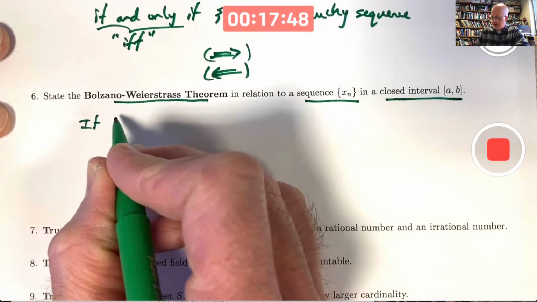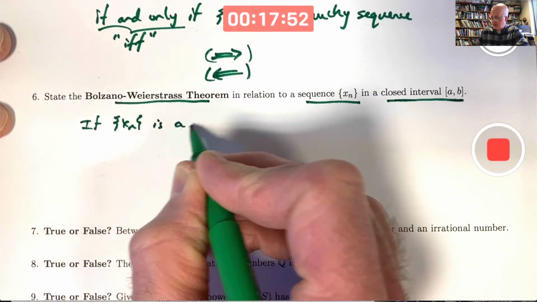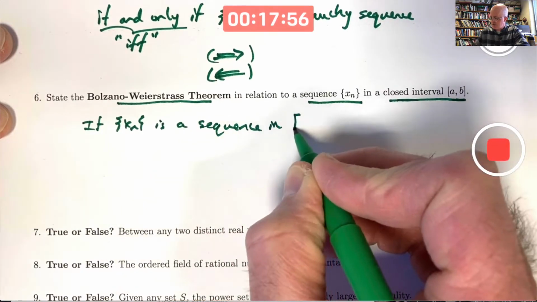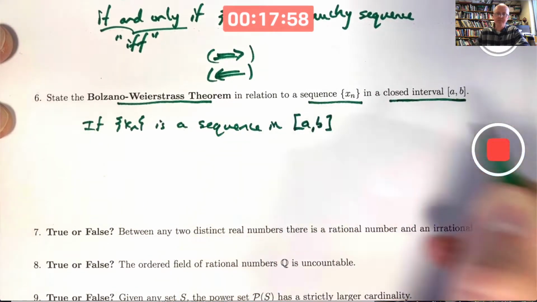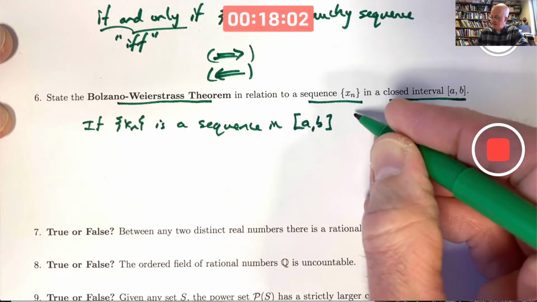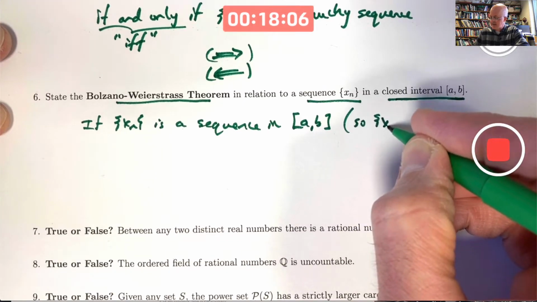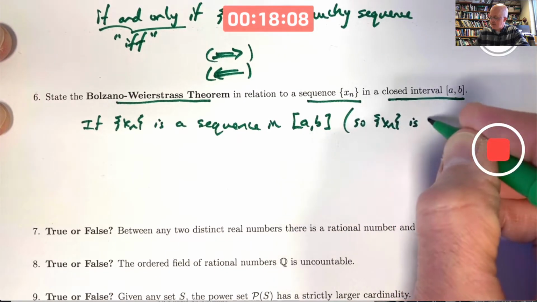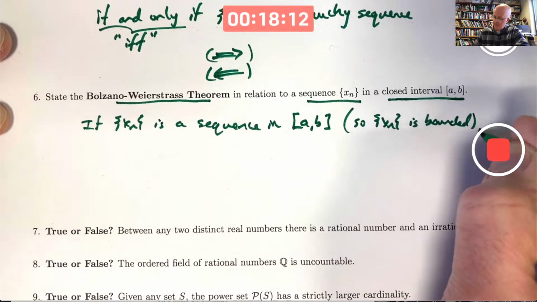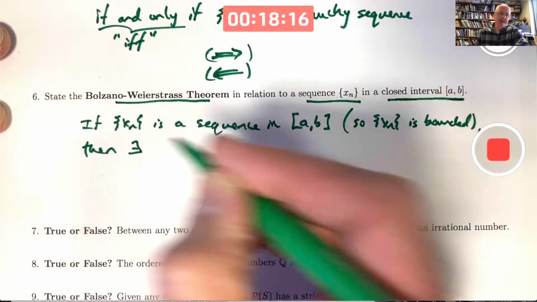Let's go ahead and write that out. If xn is a sequence in this closed and bounded interval from a to b, including the endpoints, I'll just do a parenthetical remark here. So xn is bounded both above and below, then there exists a subsequence.